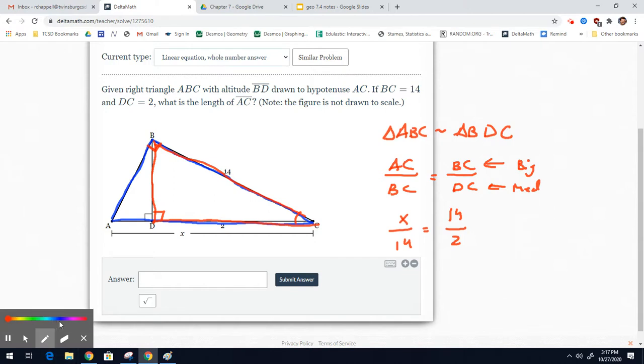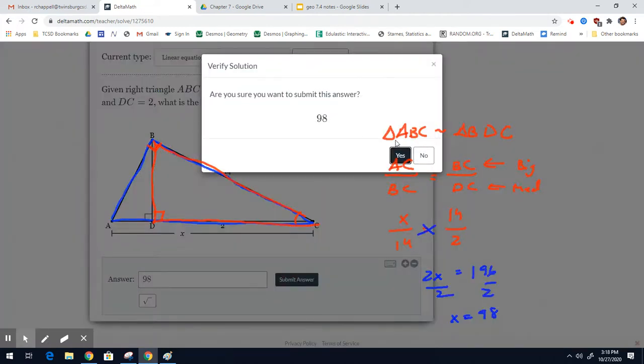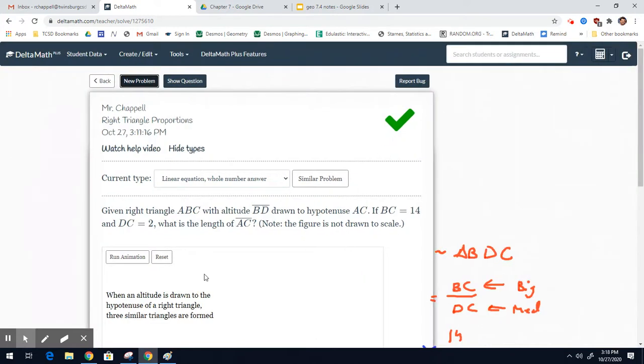So to solve this, we simply cross multiply. I get 2x equals 14 times 14 is 196, divided by 2, 2x divided by 2 is 98. And again, it's not drawn to scale, so don't be concerned about what the answer looks like. 98 is my answer. Submit that. Green check mark it up. Yes. All right, we'll do one more in this video.